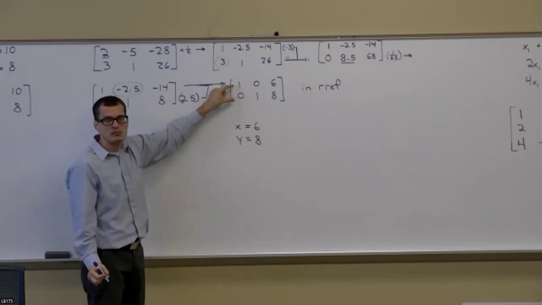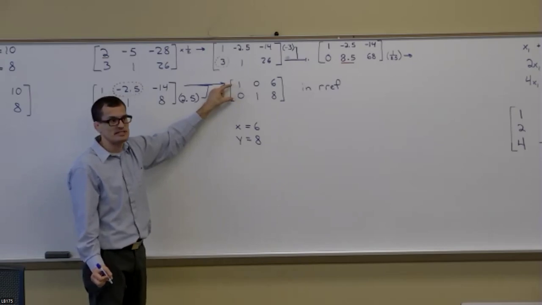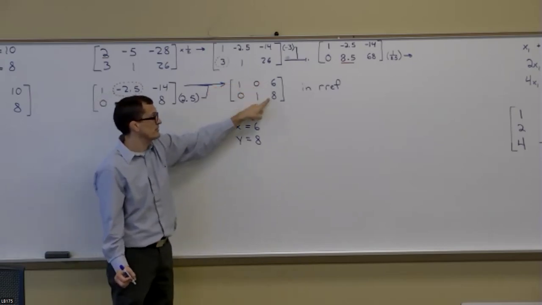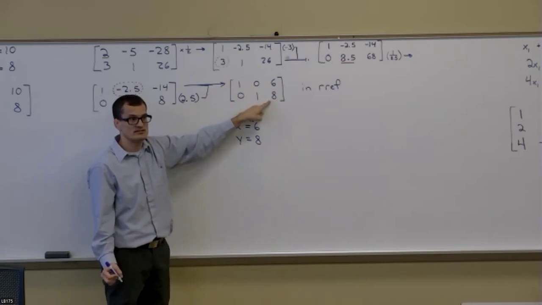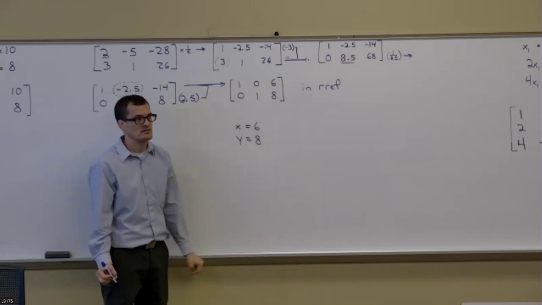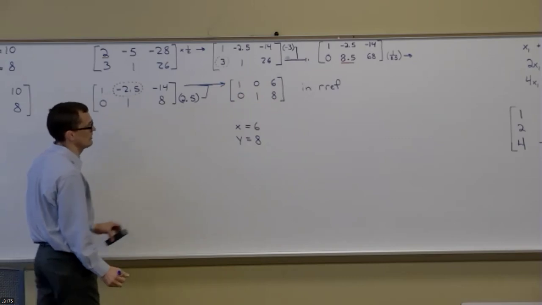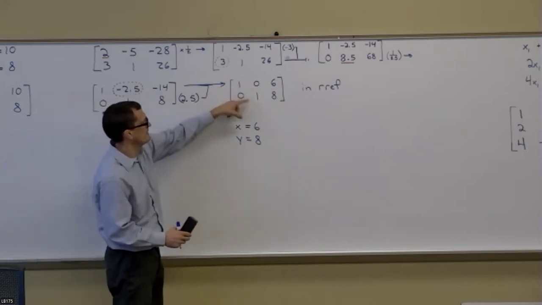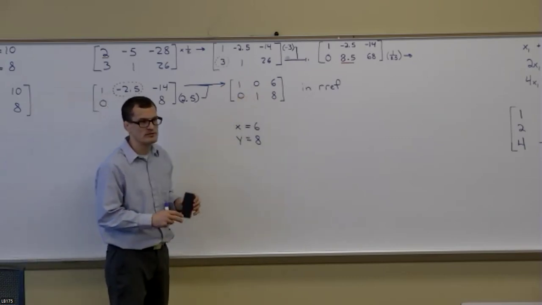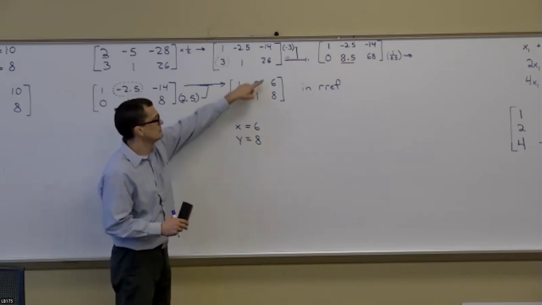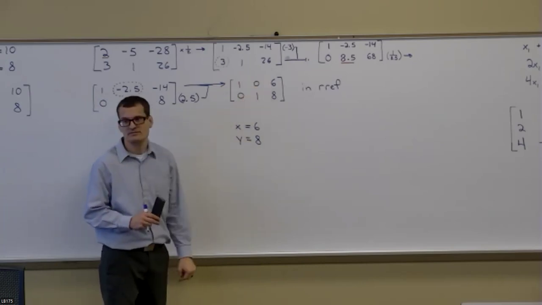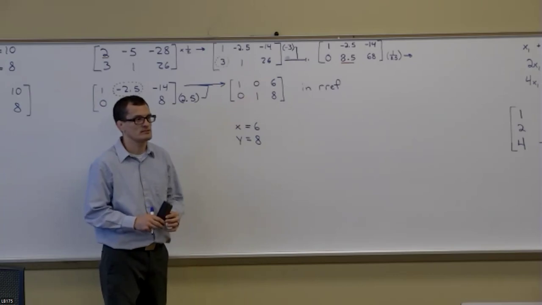In other words, when I force RREF, the solution to the system of linear equations is staring me right in the face over there. X is 6, y is 8. Okay. So when we force row reduced echelon form, as long as we have a nice row reduced echelon form like we do here, the solution is right there in the right-hand column, essentially.